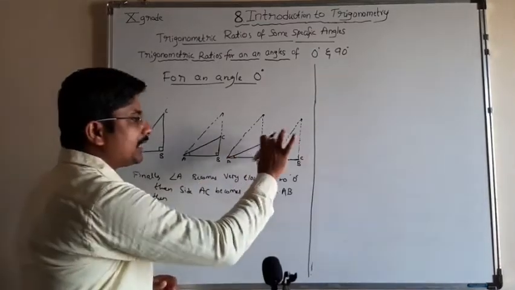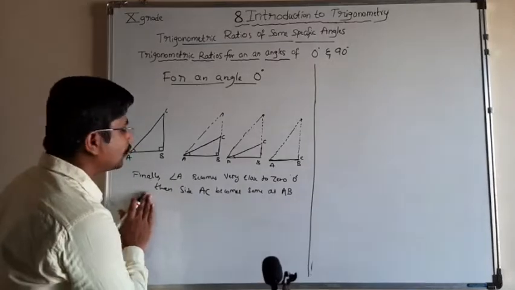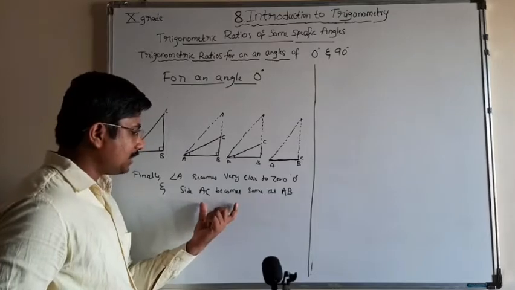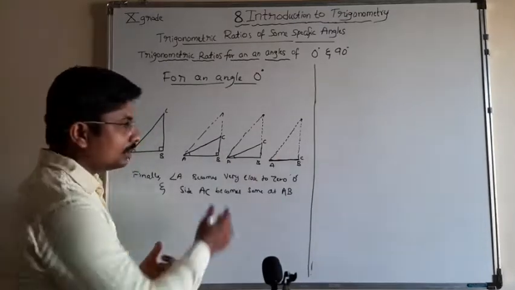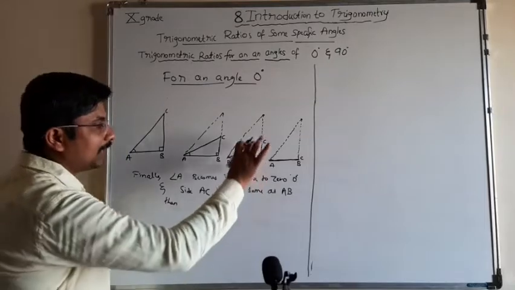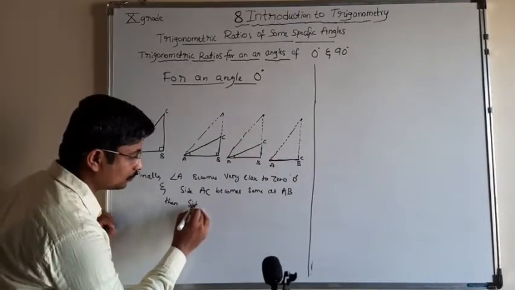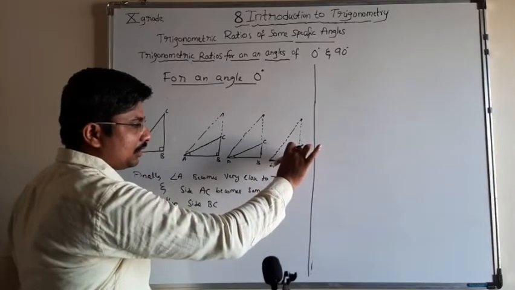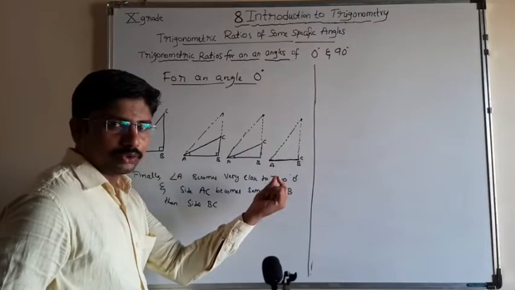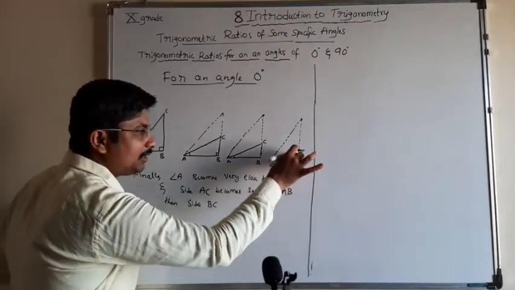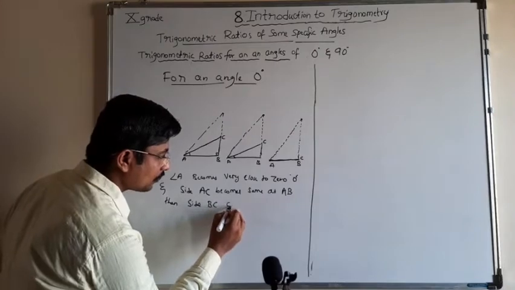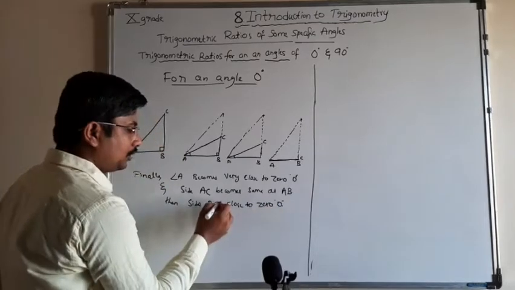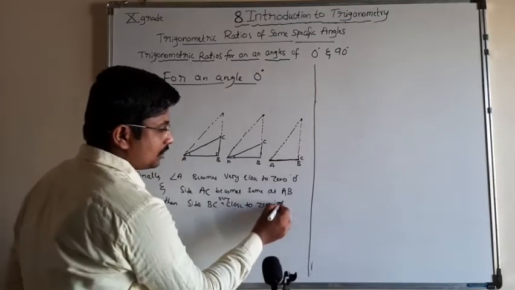Then what about the side BC? Side BC becomes very close to 0. Understood? Side BC is very close to 0.